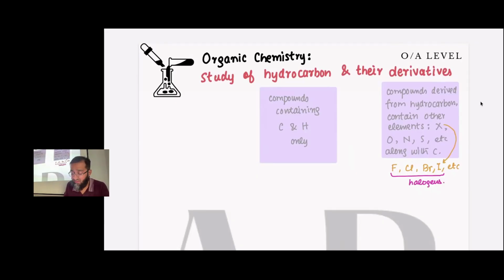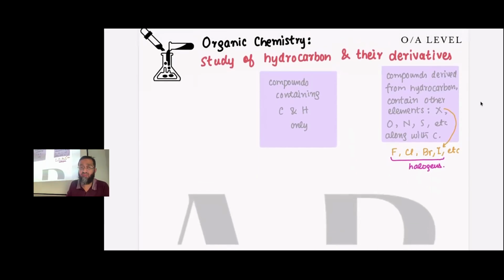So I am sure now you guys have understood the difference between the hydrocarbons and their derivatives. Okay, now if you see, one thing is common, whether it's a derivative or a hydrocarbon, there is a carbon always. So when you look at a carbon, what you are going to observe is that carbon has 4 valence electrons, right?